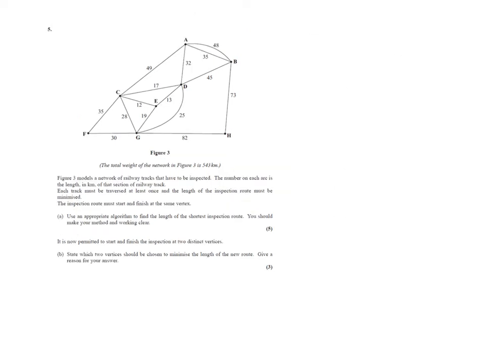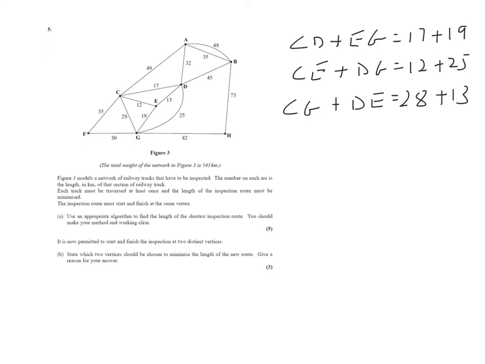Now in part B, it's permitted to start and finish the inspection at 2 different vertices. So you need to state which vertices should be chosen to minimise the length. Now if we go back to the previous slide, you can see that the shortest of all those routes is CE, which is 12. There we are, I've written them out again for you, and you can see that of these numbers, just looking at these numbers here, the smallest number there is 12. So that's the one that we're going to repeat. We're going to repeat CE.